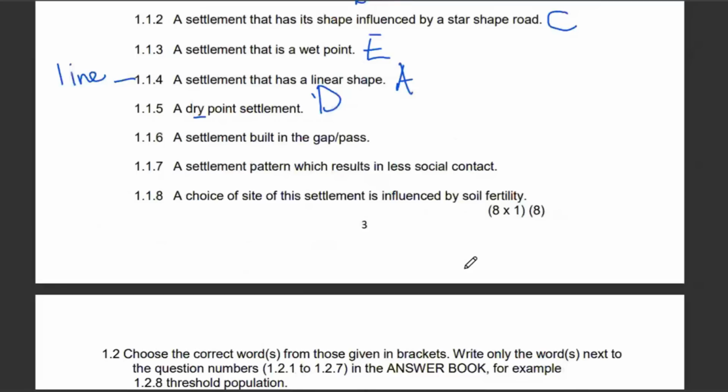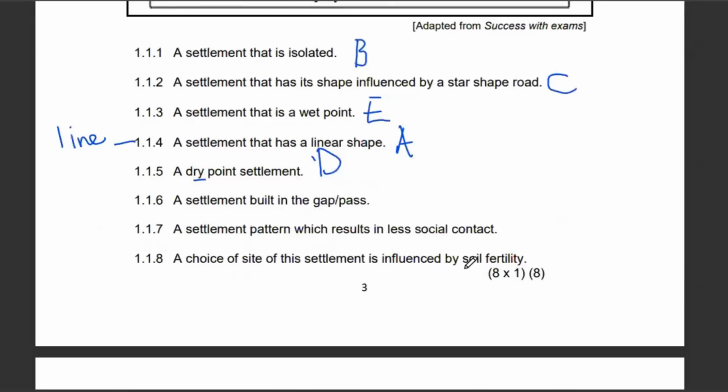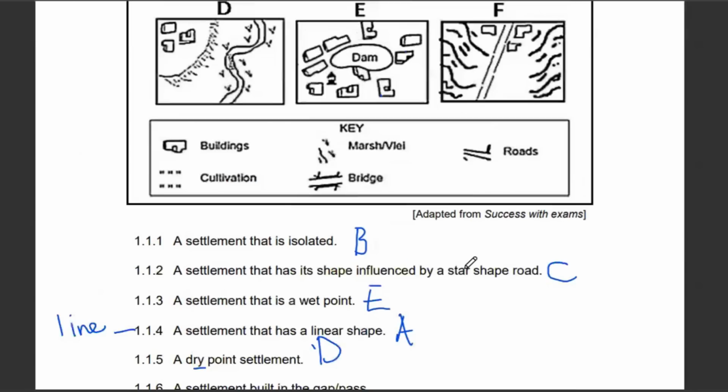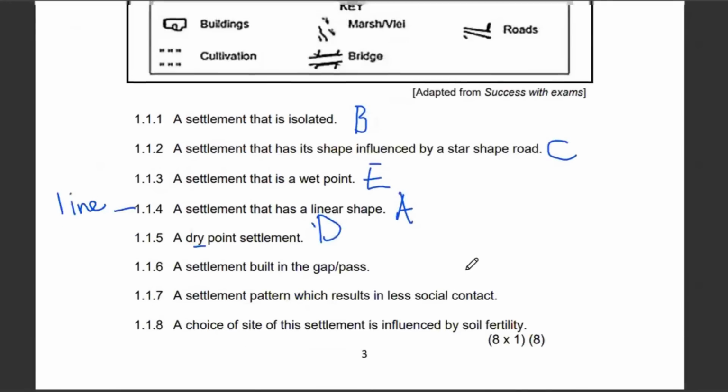Settlement built in the gap or pass. A gap or a pass is a passage in between a high-lying area, for example, a mountain pass. Right. Which settlement is that one? That is number 116.